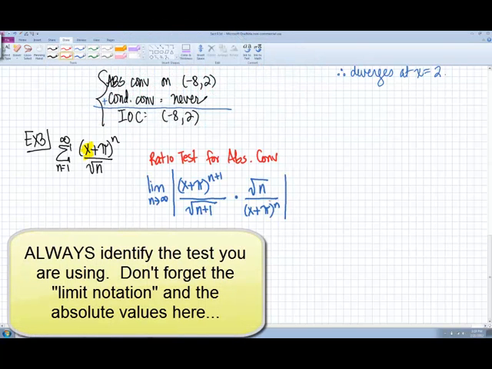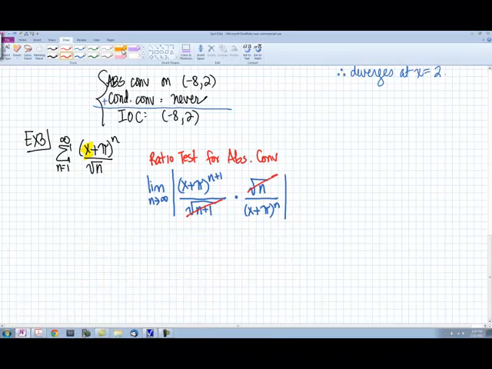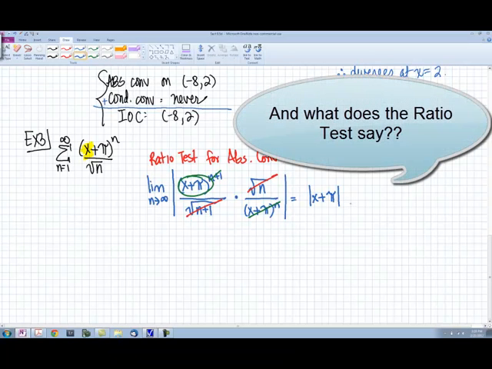So now let's evaluate our limit. The square roots are going to cancel because as n goes to infinity, n plus 1 and n don't differ by much. I can cancel out n of these x plus pi's, leaving me with only one of them. So I have absolute value of x plus pi left over.